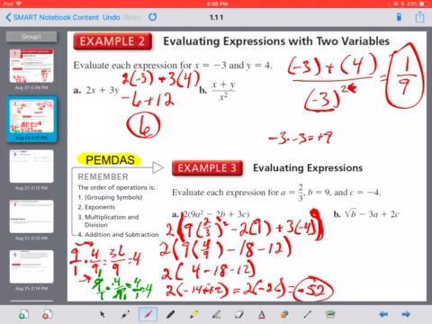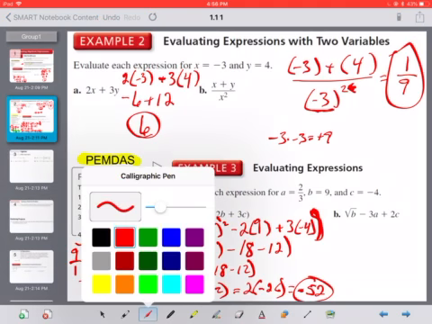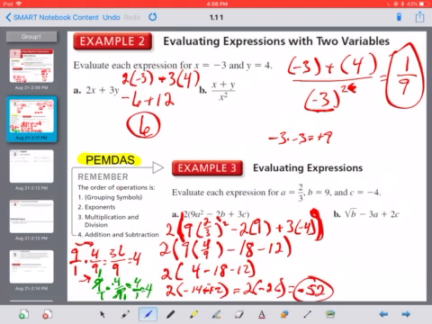Just got to work on those order of operations. On B, I'll do B in a different color because it's all kind of jammed. I'll do blue for B. We've got the square root of something minus 3 times something plus 2 times something. Well, I put B in the square root part, and I put A, 2/3, here, and negative 4 goes there.